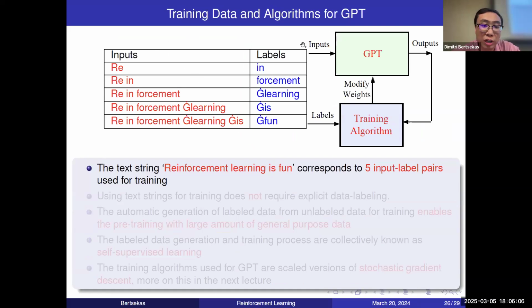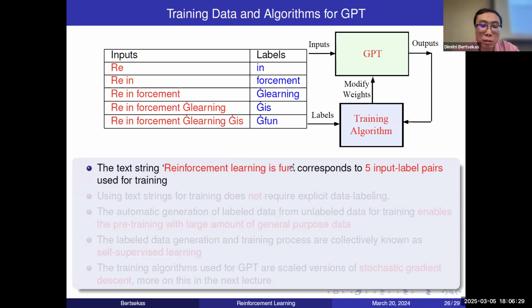Now, how is this type of network trained? Let's again focus on the text string "reinforcement learning is fun." In the previous part, recall that if we want to train a neural network to represent a cost function and so on, we need to have the state and cost function pairs. So it's the input data and label, right?